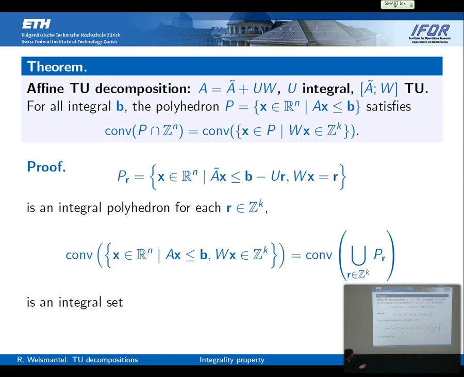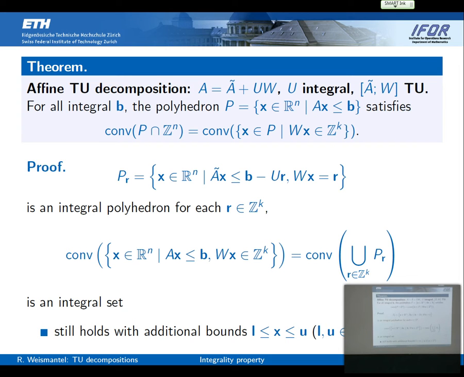Then from this decomposition of A, you can rewrite the problem by just writing A tilde x is less or equal to b minus U times R. But now, since A tilde and W are jointly TU, you have the property that for all right-hand sides it solves. Therefore, the LP optima will automatically be integral, and that's true for every such R. And so the convex hull is indeed the convex hull of the union over all these different right-hand sides that you can now choose, and this is an integral set. It's even more than you need, because you request integrality on all these fibers. I always call the Wx equals R object the fiber.